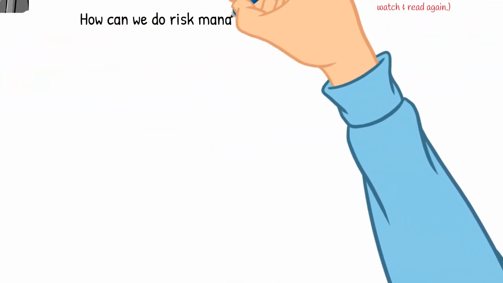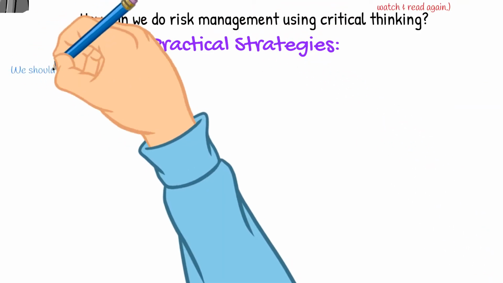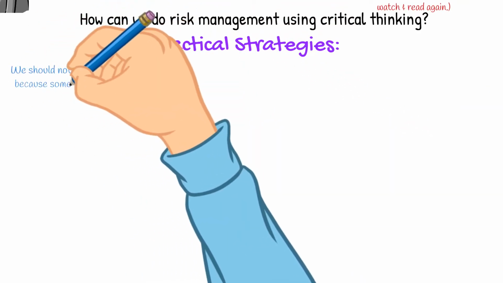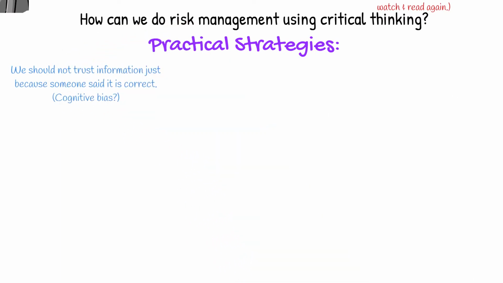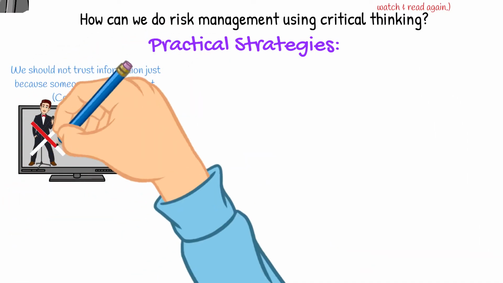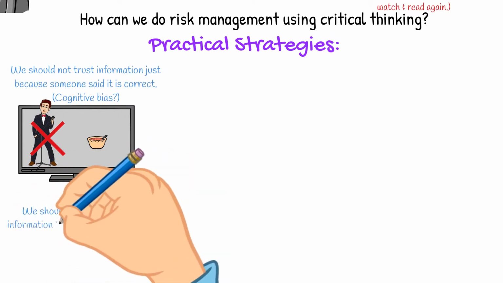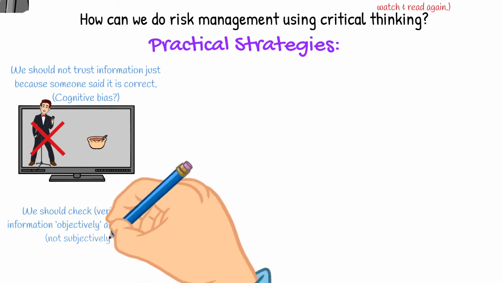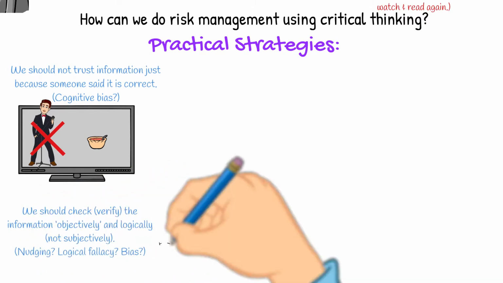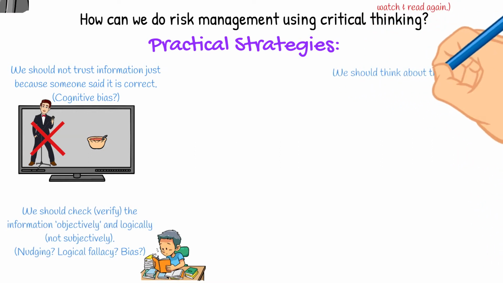How can we do risk management using critical thinking? Here are a few practical strategies. We should not trust information just because someone said it is correct. We should check and verify the information objectively and logically, and not subjectively. We should think about the other variables that might influence the problem or the solution.